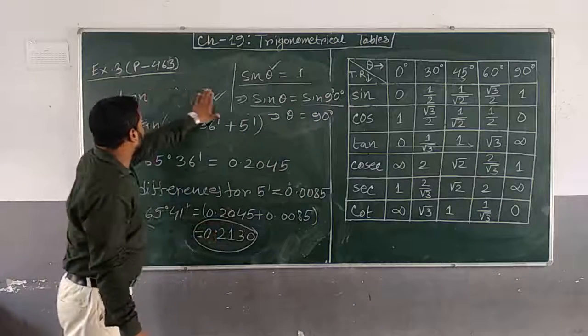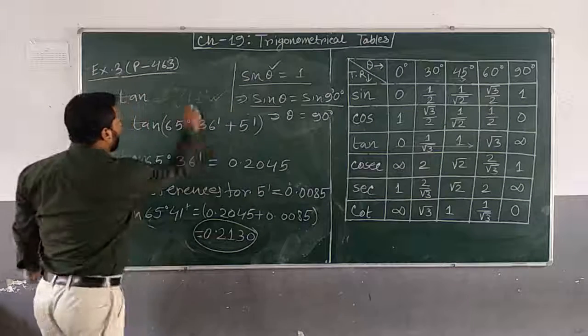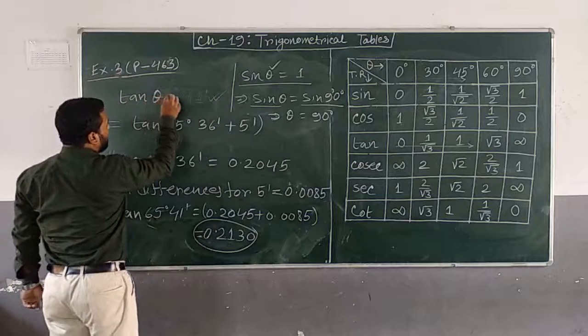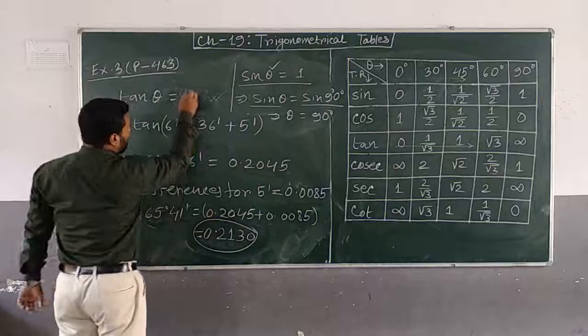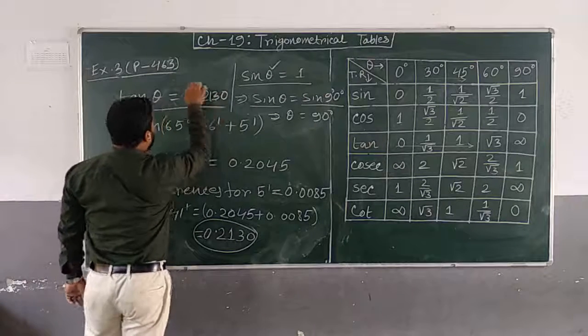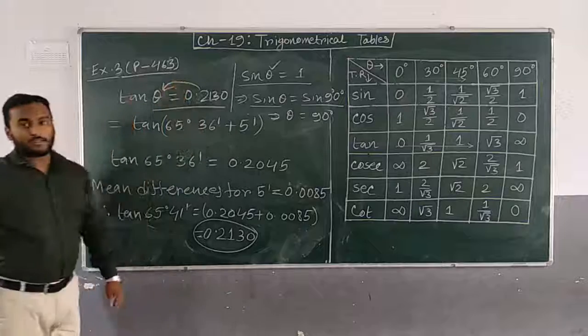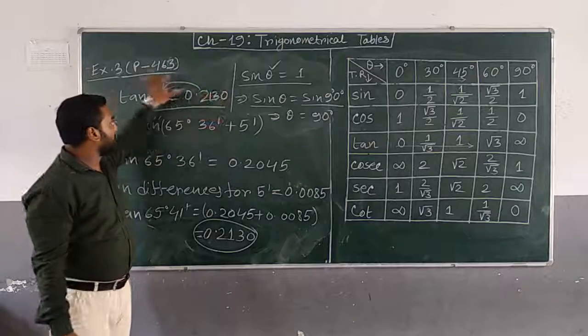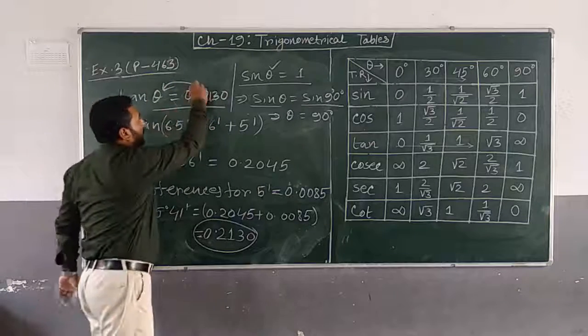So we can calculate theta. If in case of 65 degree 41 minutes, it is given that tan theta equals 0.2130, then how will we calculate theta? Okay. So this topic I will discuss in the next class.